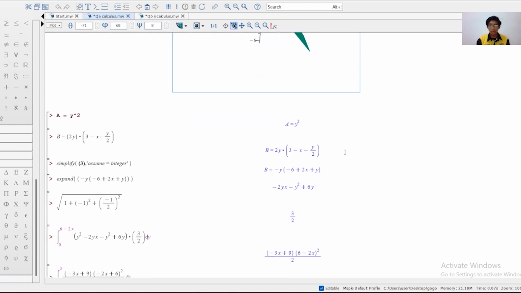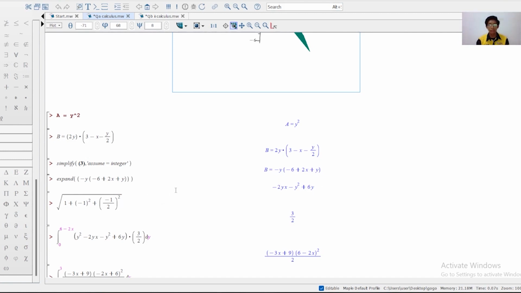Next we replace the value: y squared is a and 2yz is b. So the value of a is y squared, and the value of b is 2y times (3 minus x minus y over 2). Then we simplify the value of b, and we get negative y times (negative 2x plus y). Then we can expand this equation, and we get negative 2yx minus y squared plus 6y.